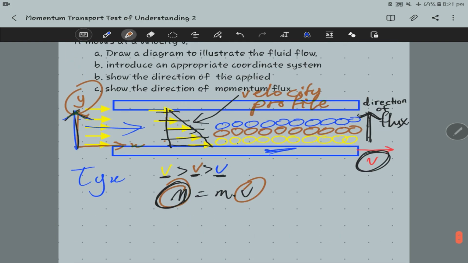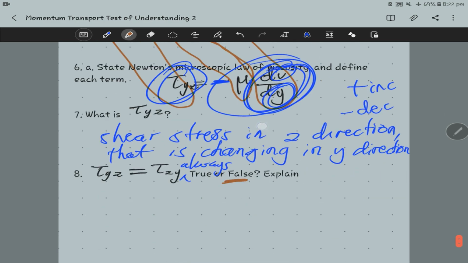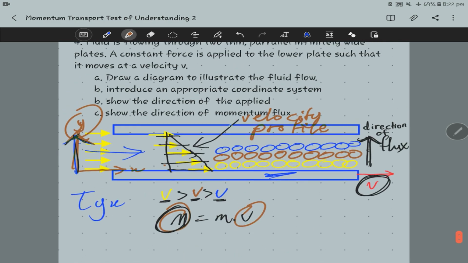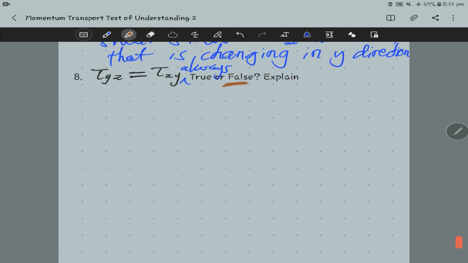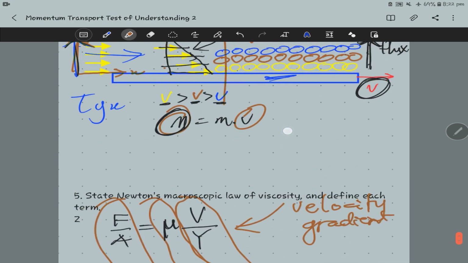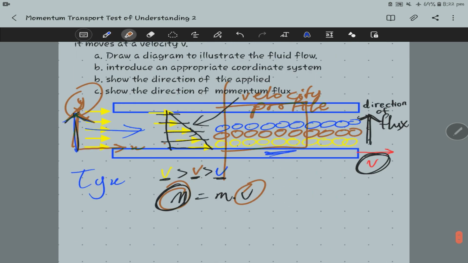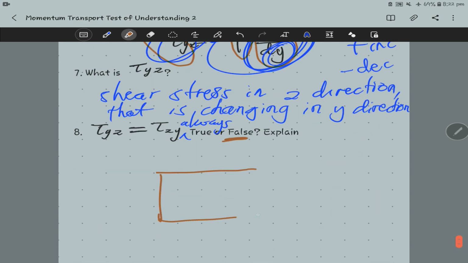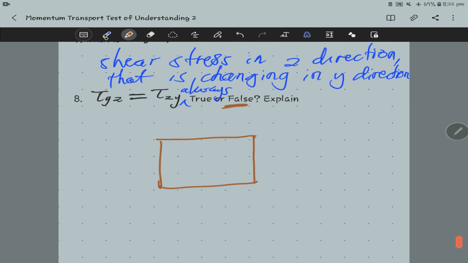Using this one for instance, the fluid is flowing in the X direction, right? But the momentum is changing in the Y direction. The velocity is changing in the Y direction. The shear is changing in the Y direction, right? So basically, if you consider this cross section, and let's say we have the bulk fluid like this, now we are considering a volume of fluid flowing through. Before it enters those two parallel plates, the volume of fluid is like this.